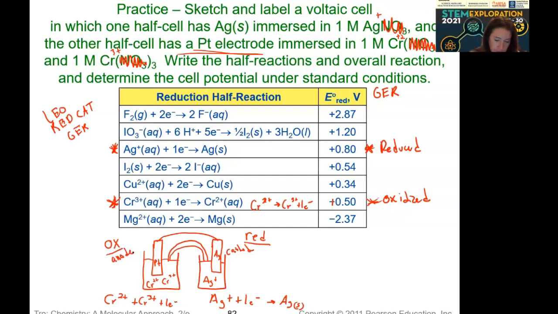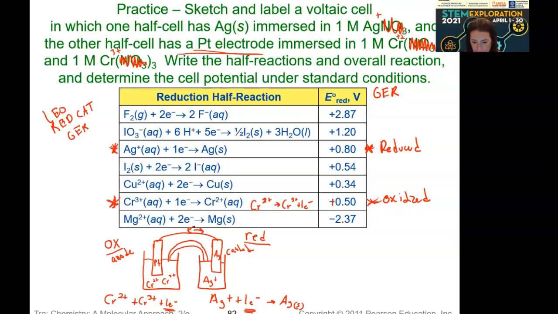Which way are the electrons going to go? This one is gaining electrons. They're on the entering side. They're entering the equation. This one is losing the electrons. So the electrons will always go towards the cathode. Always go towards the cathode, right? Because the cathode is attracting them.